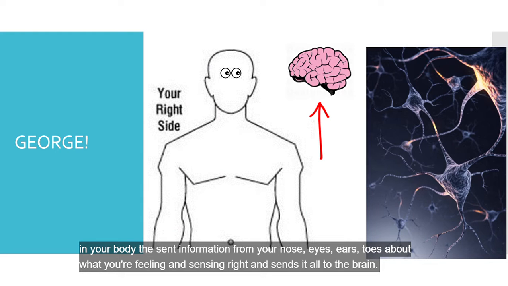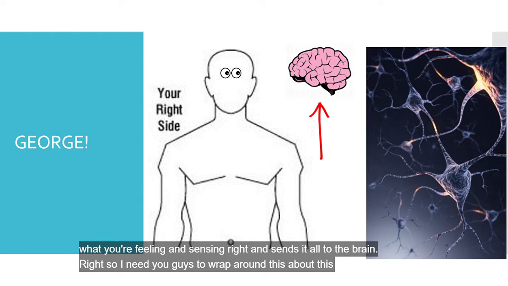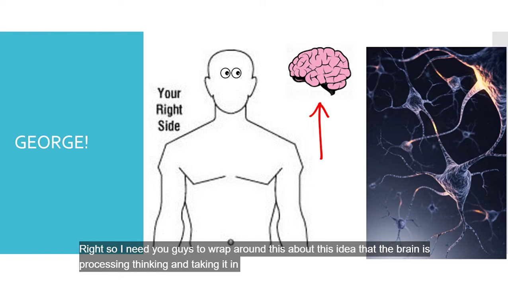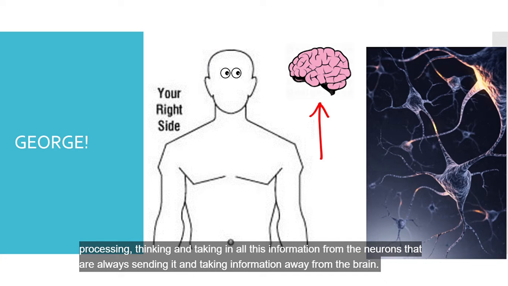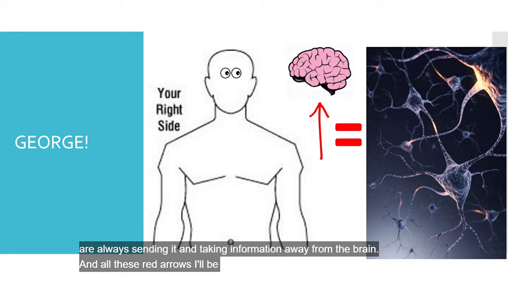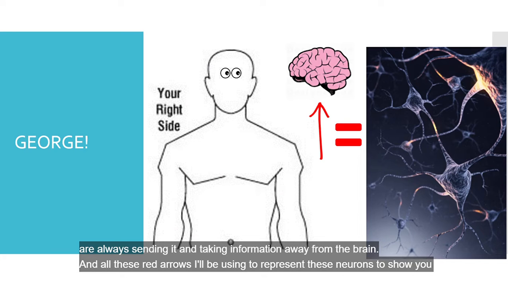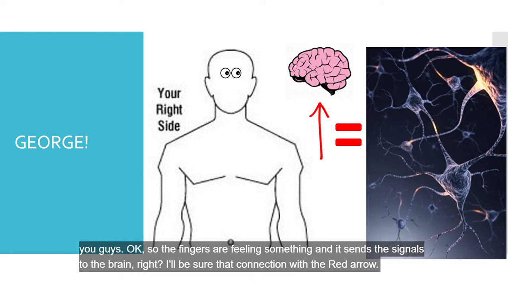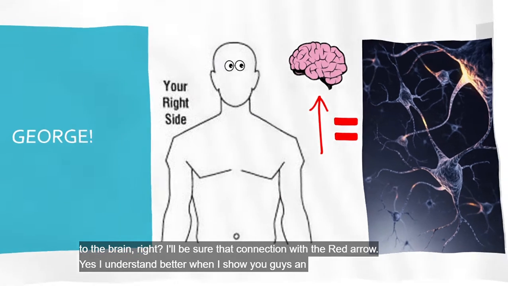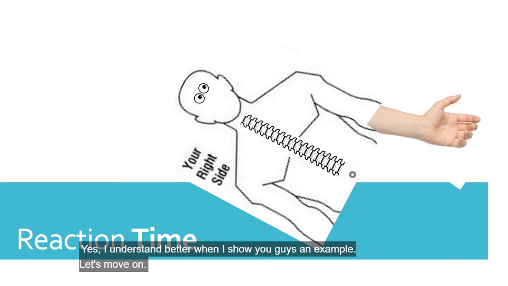So I need you guys to wrap your heads around this idea that the brain is processing, thinking, and taking in all this information from the neurons that are always sending it and taking information away from the brain, okay? And all these red arrows I'll be using to represent these neurons to show you guys, okay, so the fingers are feeling something and it sends the signals to the brain, right? It'll show that connection with the red arrow, okay? You guys will understand better when I show you guys an example.